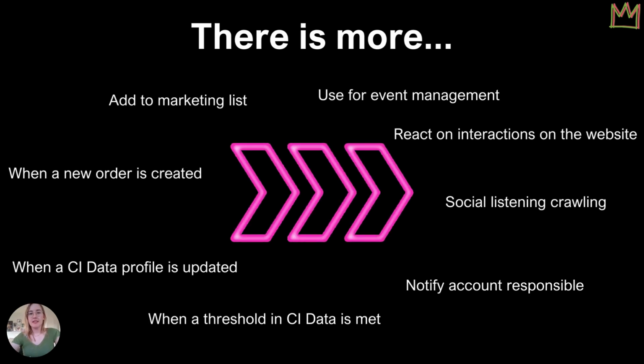The use cases I showed you today are just a glance of what is possible, and there are so many more possibilities. We could create a trigger for adding people to a marketing list, for the whole event management. Social listening could also be an interesting idea. When someone writes a negative review on social media, we could use this as a trigger in journeys. We could notify account responsibles.